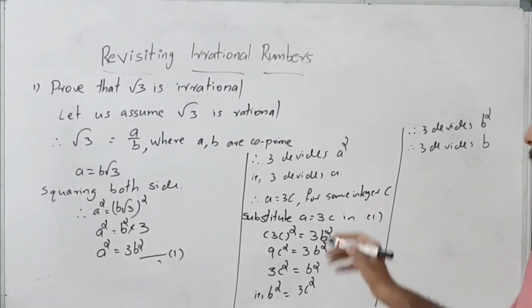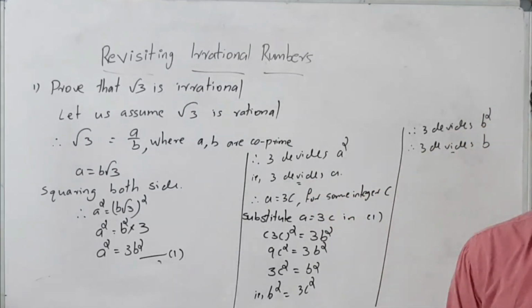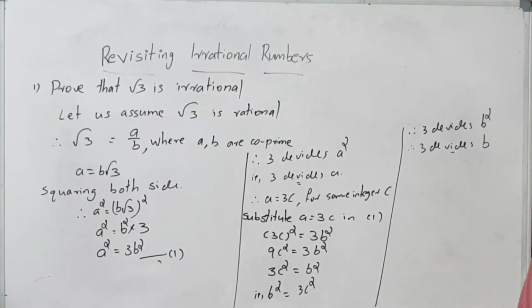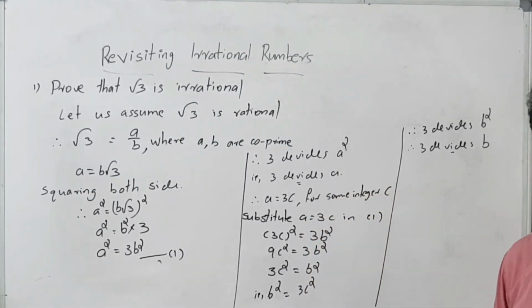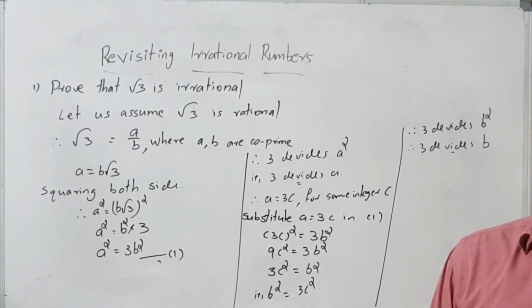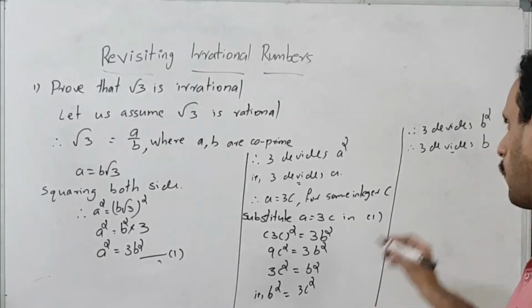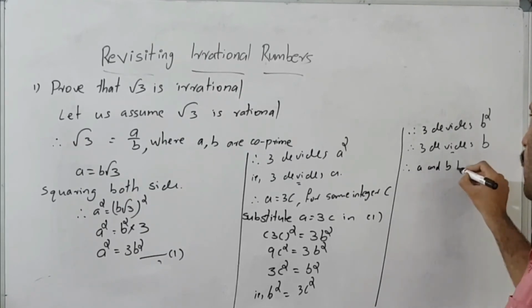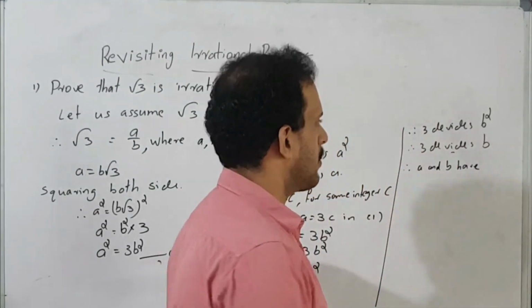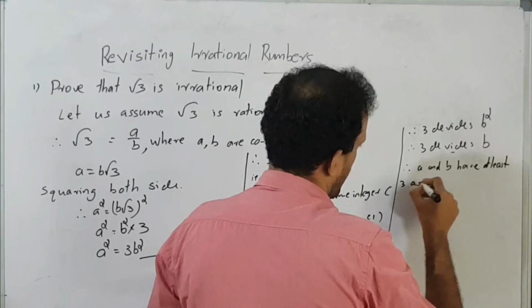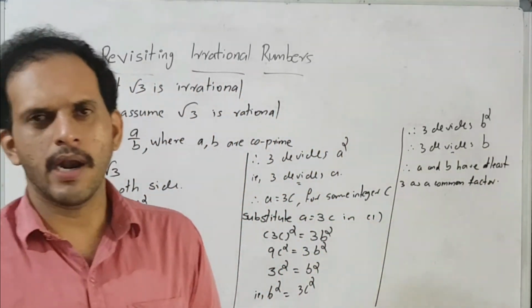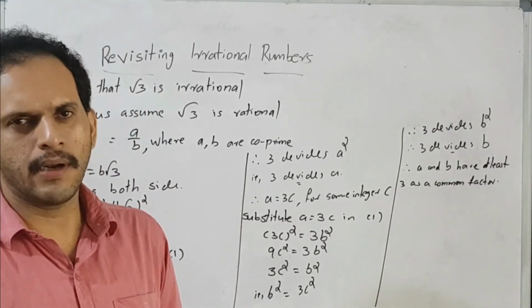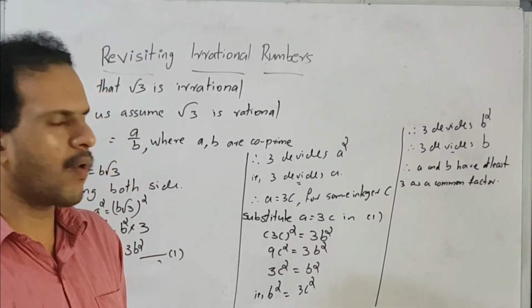Correct? What do we get? With the prime number 3 we can divide a and we can divide b. This is possible only when the factorizations of both numbers have at least 3 as a common factor. For a and b both to be divisible by 3, what must be common in their prime factorizations? The number 3 must be common. Therefore a and b have at least 3 as a common factor.